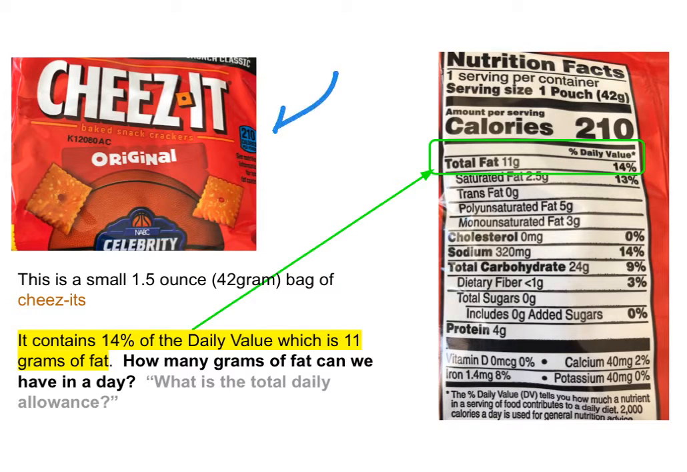All right, this is a small bag or 1.5 ounce, 42 grams. A gram is about a paper clip, bag of Cheez-Its. It contains 14% of the daily value, which is 11 grams of fat.